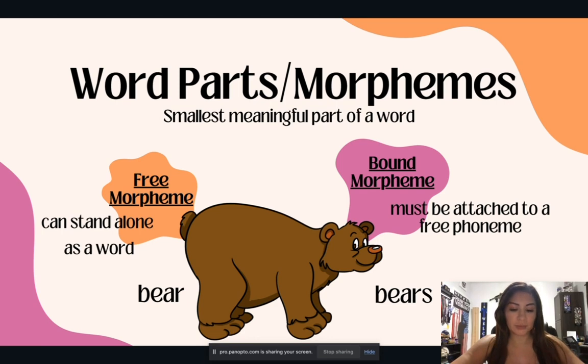A bound morpheme has to be attached to a free morpheme. The suffix s in the word bears is a bound morpheme. Prefixes and infixes are also considered bound morphemes.